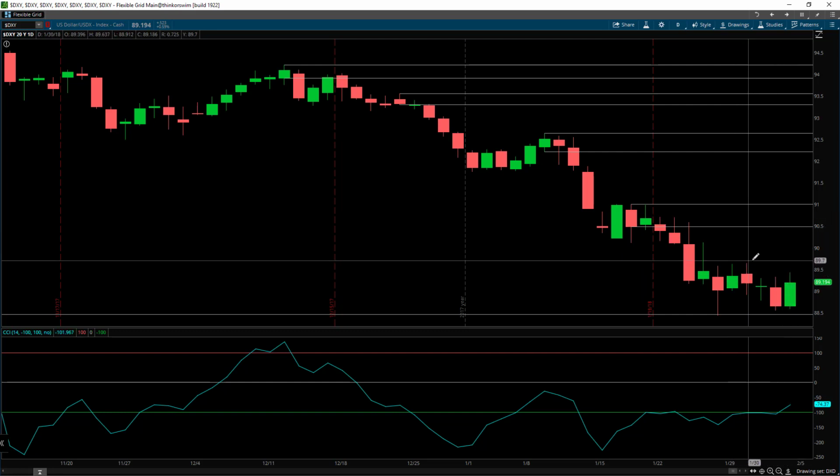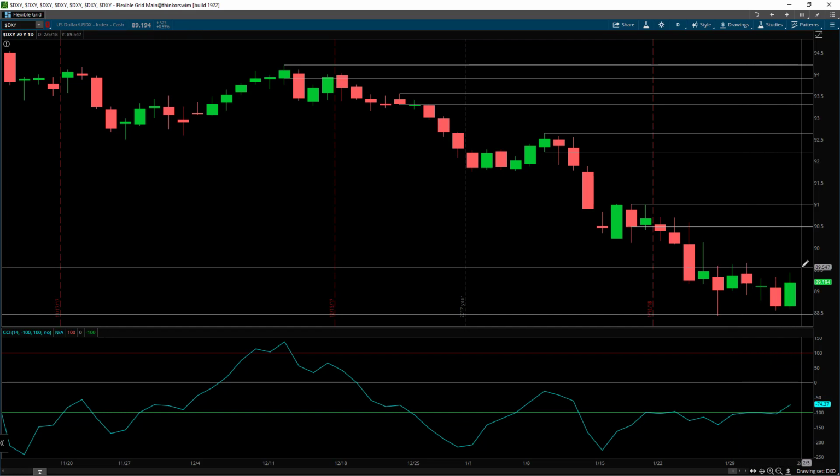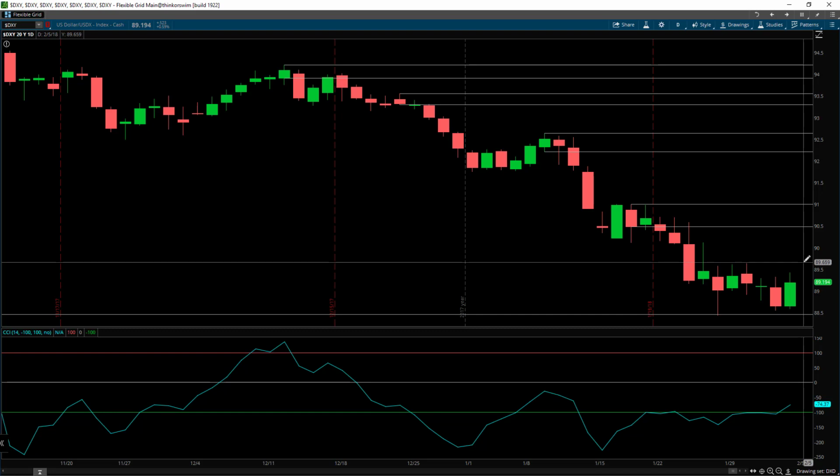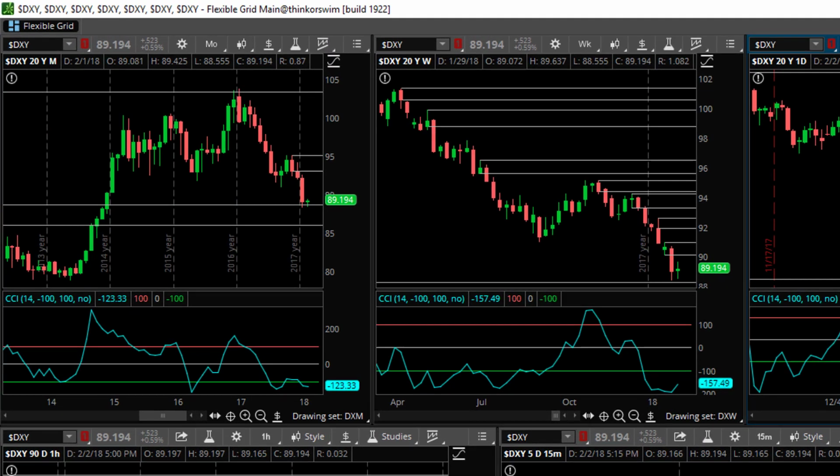Now, if we can't go above this supply zone, then the market may continue moving sideways or may continue moving to the downside. But at the moment, based on this time frame alone, the odds are we're likely to move to the upside this week. So let's take a look at the larger time frames.